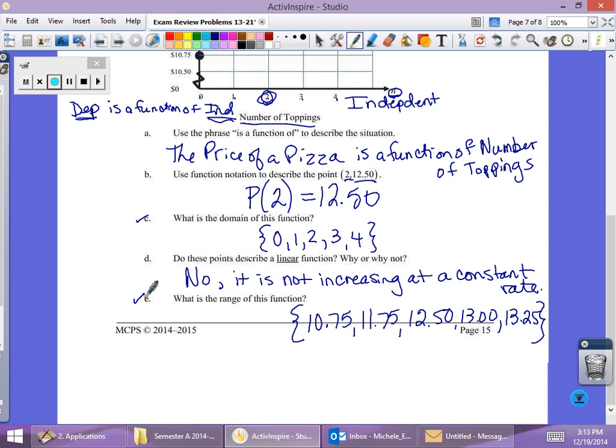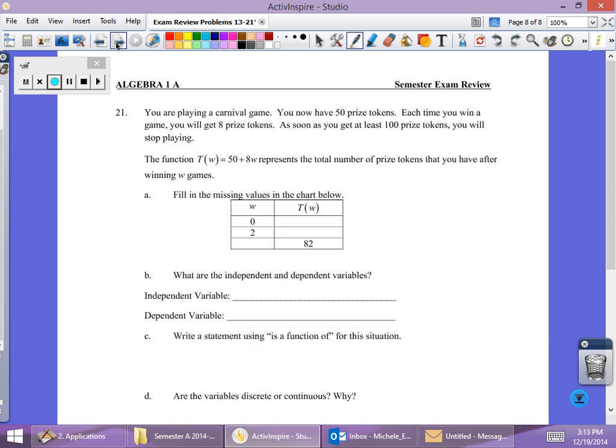All right, the last problem that I will be doing with you today is problem number 21. You are playing a carnival game. You now have 50 prize tokens. Each time you win a game, you will get 8 prize tokens. As soon as you get at least 100 prize tokens, you will stop playing. So we're given a function that our total number of tokens is going to be 50, which is what we're starting with, plus 8w, and that's because we're adding 8 each time.